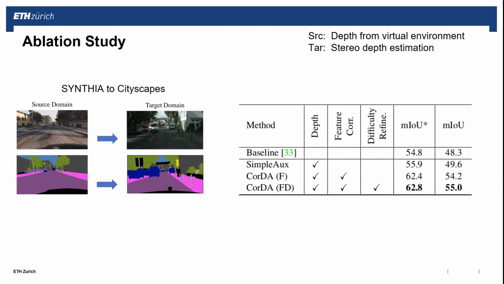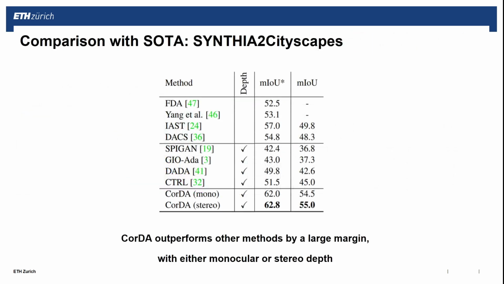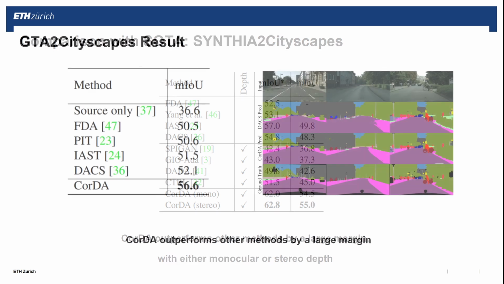We conducted an ablation study on the standard benchmark SYNTHIA to Cityscapes, and results show that both components in our method are effective, and the final method yields a significant improvement over a strong baseline. We compare our results with state-of-the-art methods, including other methods that also use depth information, and the proposed approach outperforms all the others. Experiments also show that both monocular and stereo depth lead to similarly strong performance.